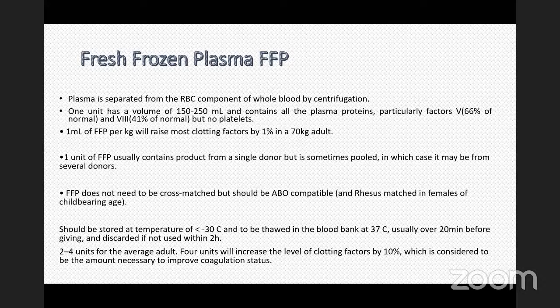So from 2 to 4 units for the average adult, 4 units will increase the level of clotting factors by 10%, which is considered to be the amount necessary to improve the coagulation factor. This is for the FFP.